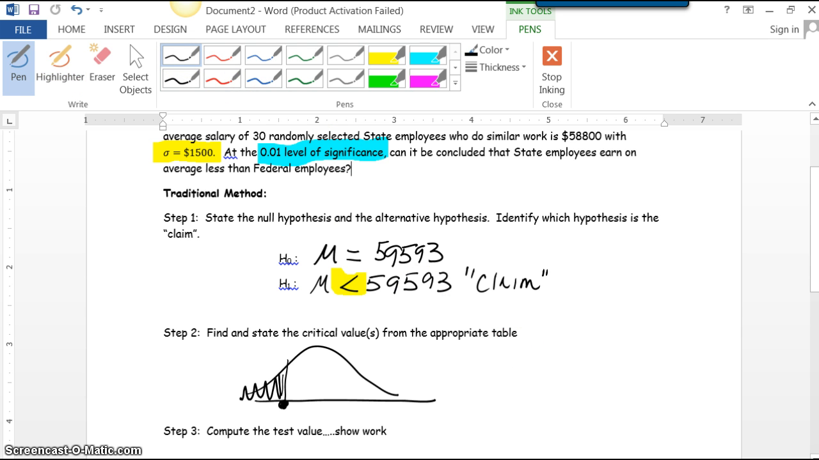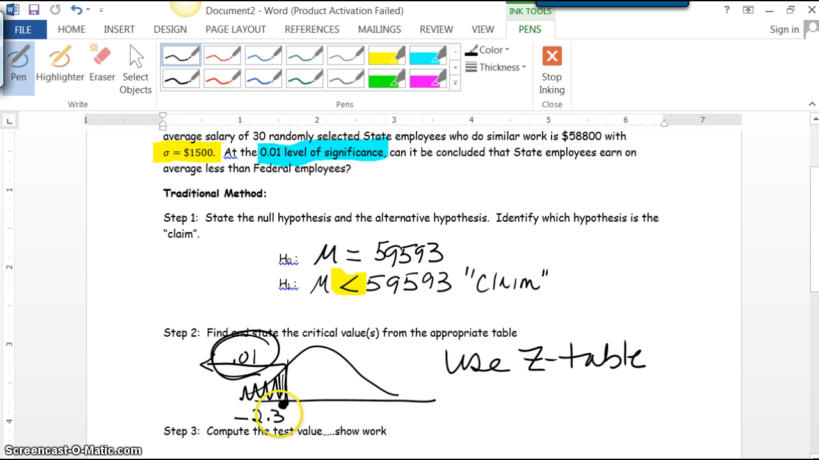So the alpha goes all in the left tail. You put the 0.01 all over here. You go to your Z table, so you're going to use your Z table for this one, and that's because the population standard deviation is known. And you look up this area, and the Z that's associated as closely as possible with that area is a negative 2.33, and so that's your critical value.